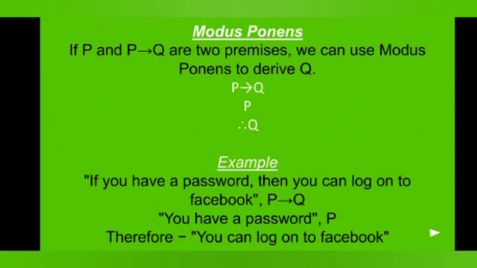Then, modus ponens. If P and P implies Q are two premises, we can use modus ponens to derive Q. P implies Q, P, therefore Q.